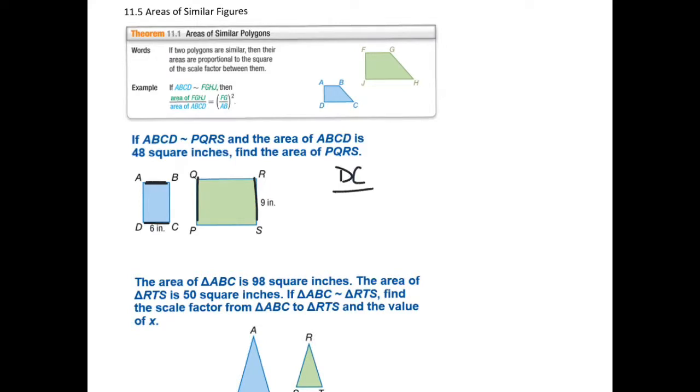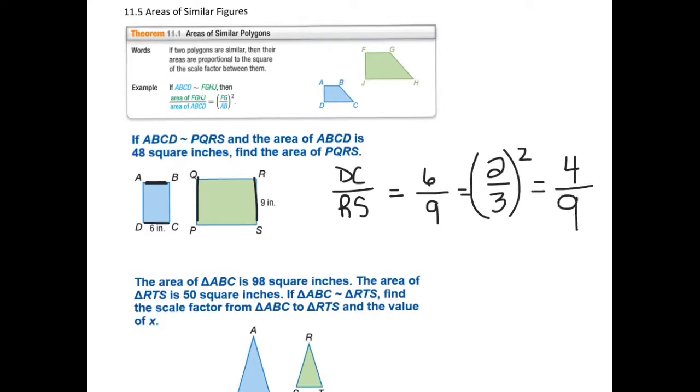The reason I point that out is because you know that I try to always trick you guys, and notice that those two shapes are not orientated the same way, so the orientation is a little bit different, so pay attention to that. So the similarity ratio is 6 to 9, which can be reduced to 2 over 3. So if I want to find the areas, the first thing that I'm going to do is square this, which becomes 4 over 9. And I'm going to set it up as a proportion.